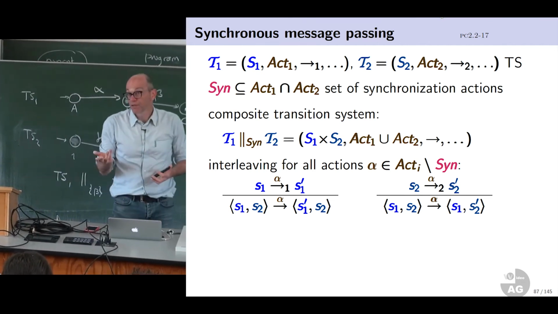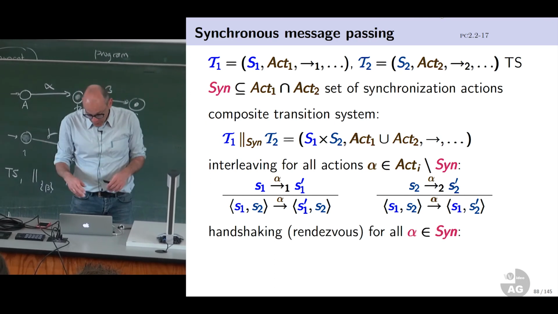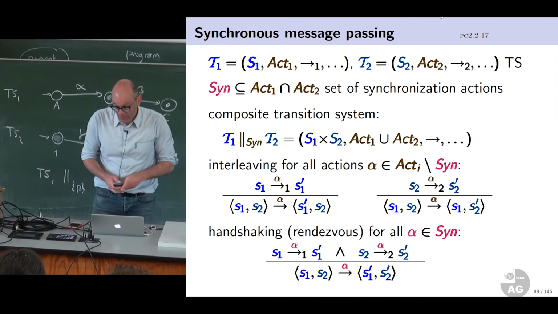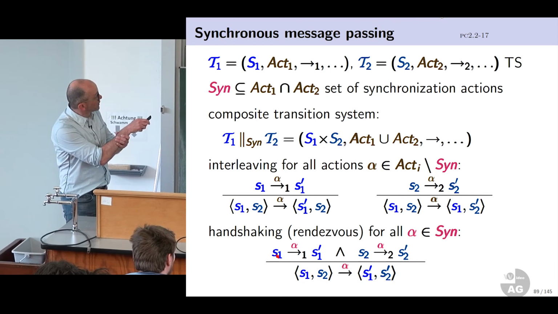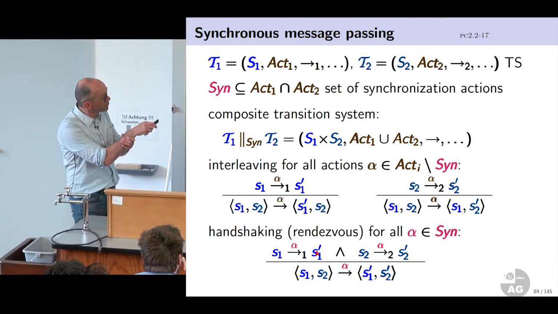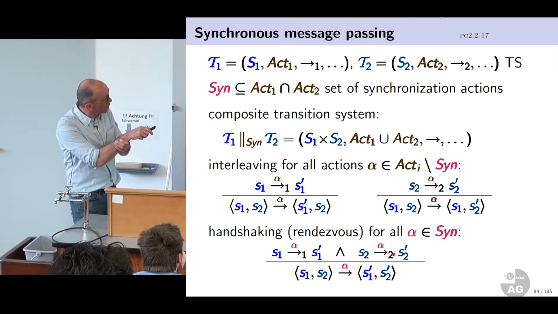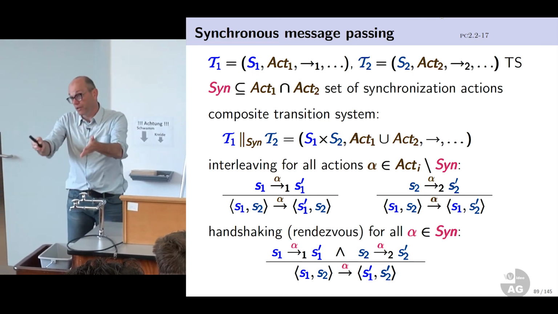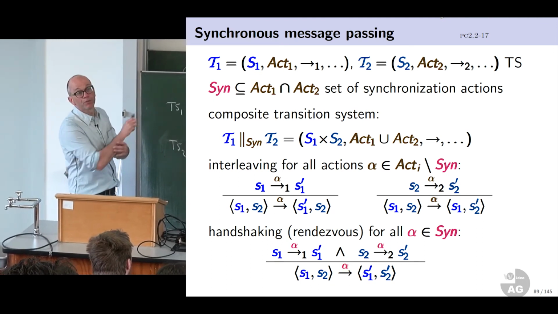The second case covers the case where we synchronize. So this is, in French, rendezvous or handshaking for all actions in the set sync. And then we evolve synchronously. What does that mean? If S1 can do an alpha according to its own transition relation and evolves into S1 prime, and if S2 can do this alpha according to its own transition relation and evolves to S2 prime, then they can jointly move by doing the alpha and move to the pair S1 prime, S2 prime.